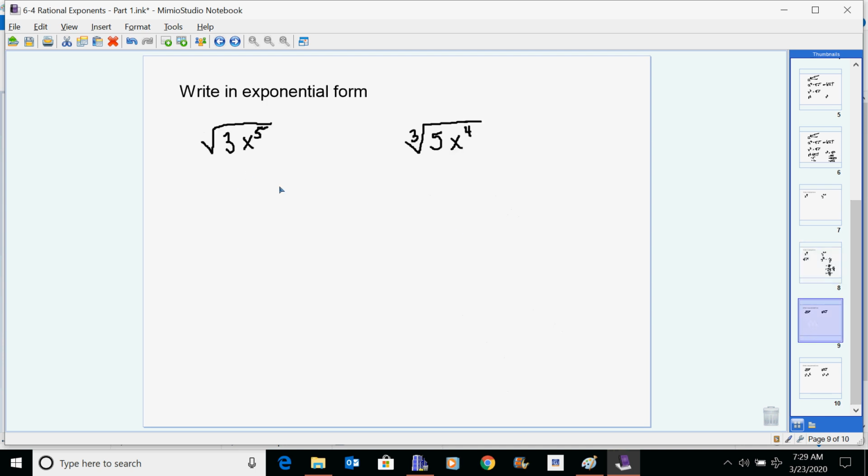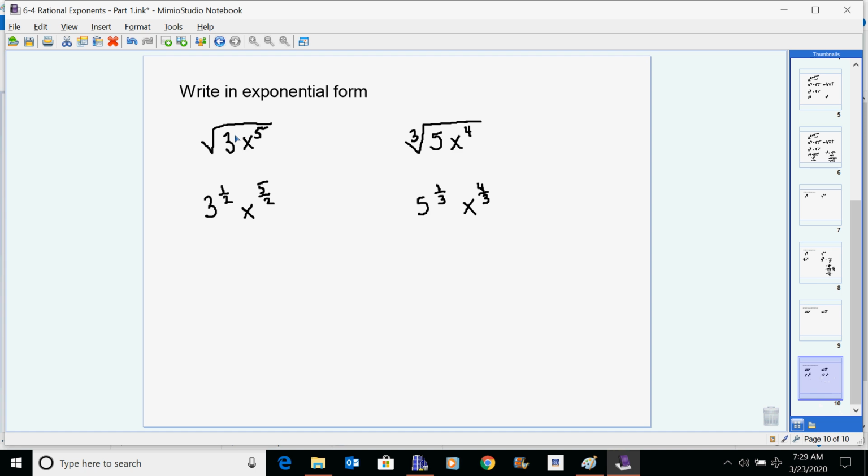One more pair to take a look at here. If you're writing in exponential form and you have 2 different exponents to deal with, you have 2 different things that you need to write when you're putting it in exponential form. We know that our index is 2. This first part, this 3, is to the 1/2 power, and this x is to the 5/2 power. Over here we have 2 things. This 5 is originally to the 1st power, so the 5 would end up being to the 1/3 power, and the x would end up being to the 4/3 power, looking like this.